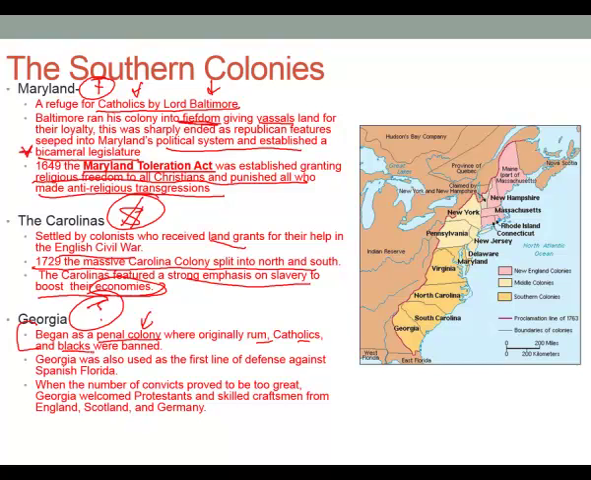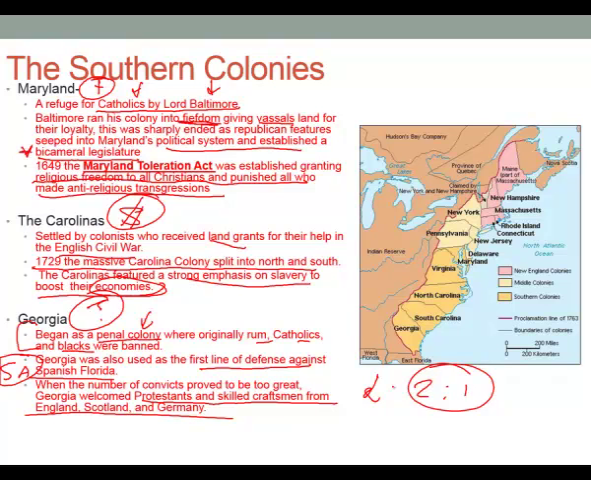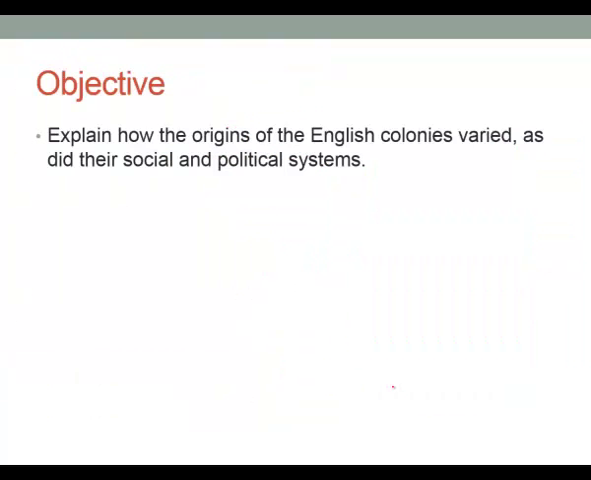Georgia also is used as the first line of defense against Spanish Florida. St. Augustine's down there. This is a component of foreign diplomacy. When the number of convicts proved too great, Georgia welcomed Protestants and skilled craftsmen from England, Scotland, and Germany. Only when you have an outnumbering of, let's just say, 2 to 1 prisoners to settlers. Obviously, that kind of ratio could become an issue should some form of an issue arrive within the plantation camps. Any questions?